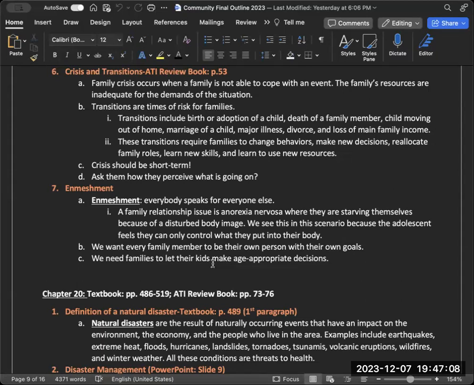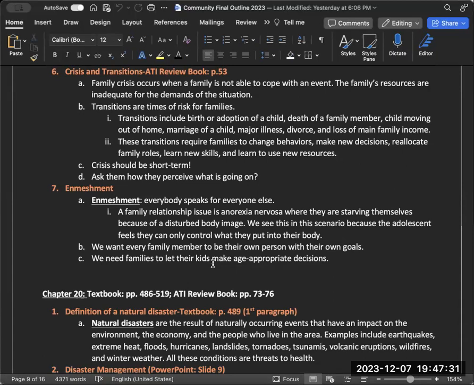Transitions are times of risk for families. Transitions include birth or adoption of a child, a death of a family member, a child moving out of the house, marriage of a child, major illness, divorce, loss of income. Transitions require families to change behaviors, make new decisions, reallocate family roles, learn new skills, and learn to use new resources.